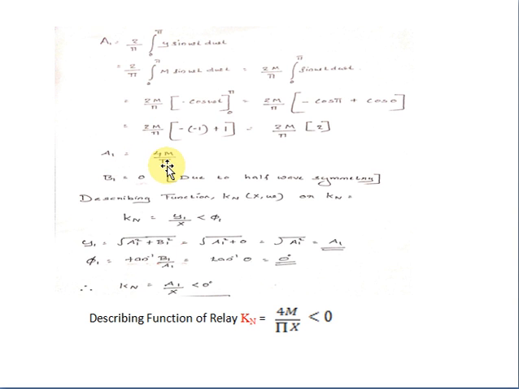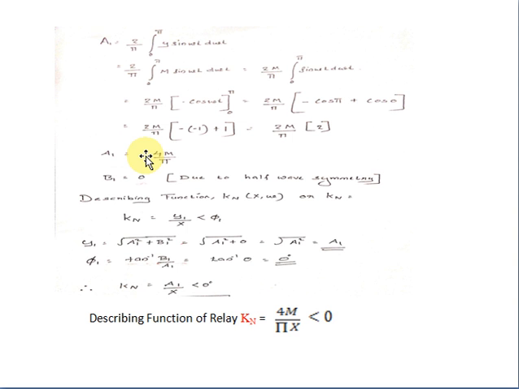Next we need to find b1. Here b1 equals 0, because if a system exhibits half-wave or quarter-wave symmetry, the value of b1 equals 0. Therefore the value of b1 equals 0.